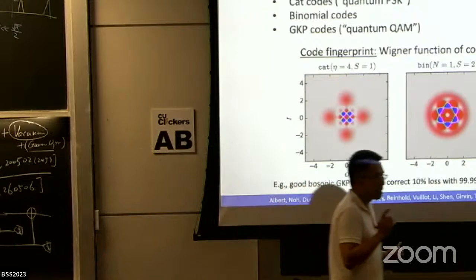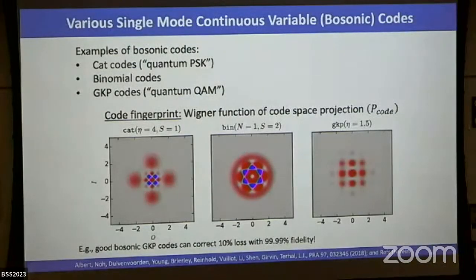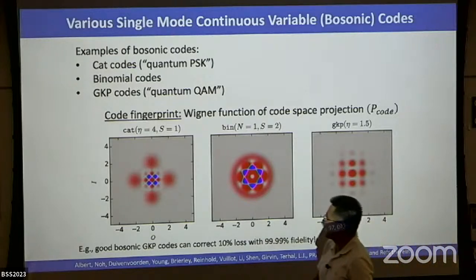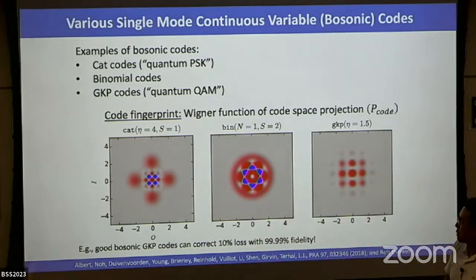But before that, I just want to say that about 5 or 6 years ago, there was experimental demonstration of these different codes. Here, as a fingerprint of different codes, we plot the Wigner functions of the projection of the code space. If you go to Yale, the coffee machine has these Wigner functions because Victor programmed the coffee machine there. That's maybe the only coffee machine with the bosonic error correcting codes.